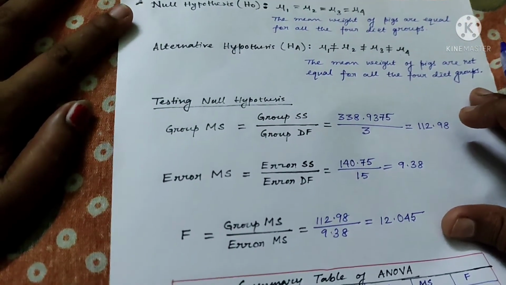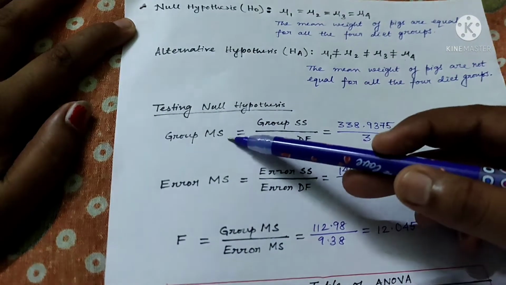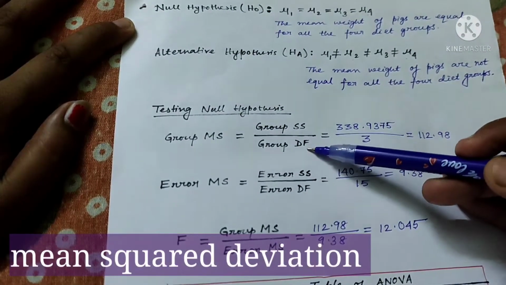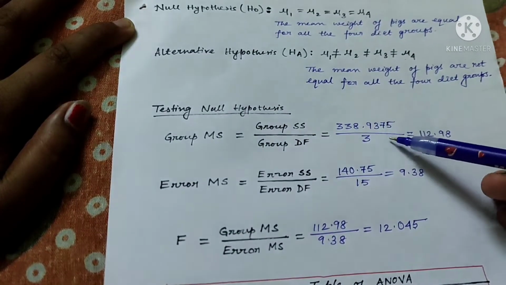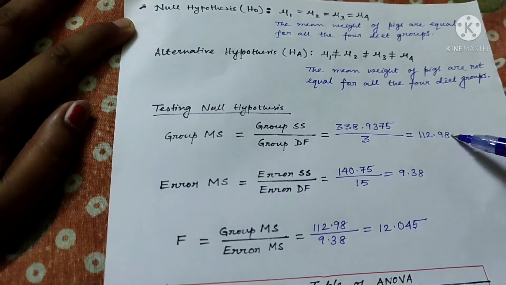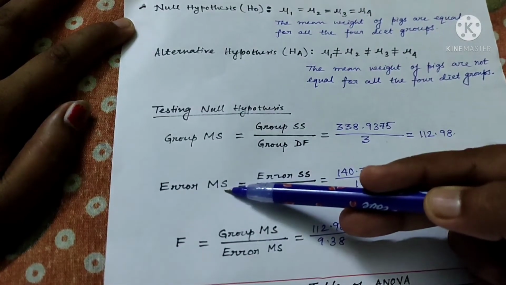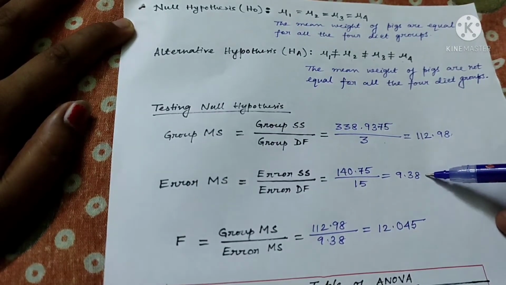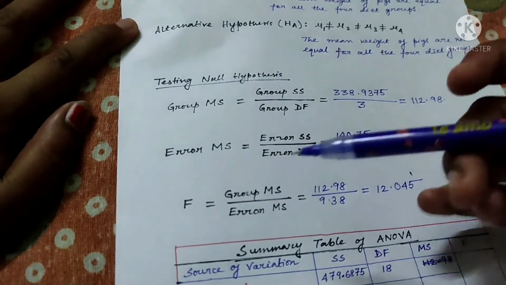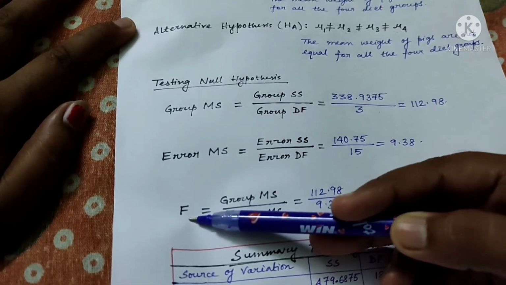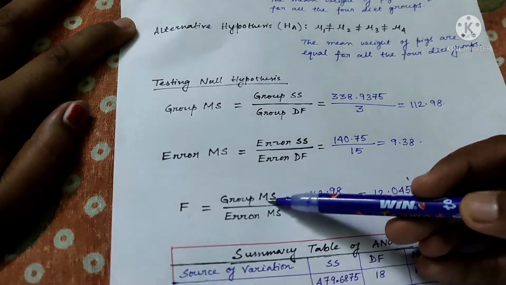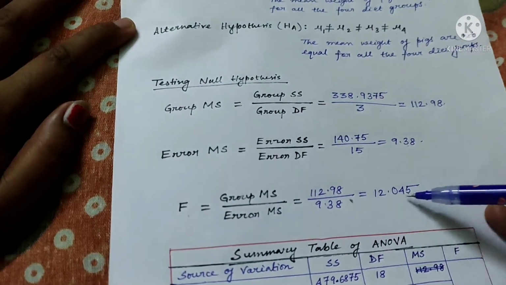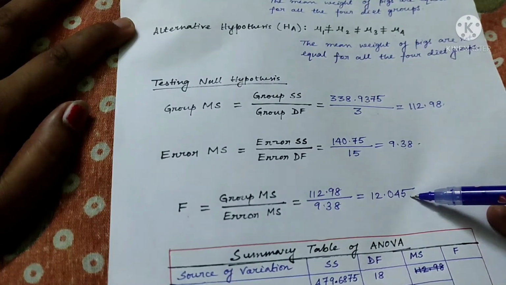So now for testing our hypothesis, we need to find out the group MS. Group MS is nothing but the division of group SS by group DF. Just put the values of those two and you will get the value of group MS. Similarly, to find out the error MS, just divide error SS by error DF and you will find the value of error MS. Now you need to find out the value of F, the F statistics. The value of F is group MS by error MS. Just divide group MS by error MS and you will find the value of F statistics.